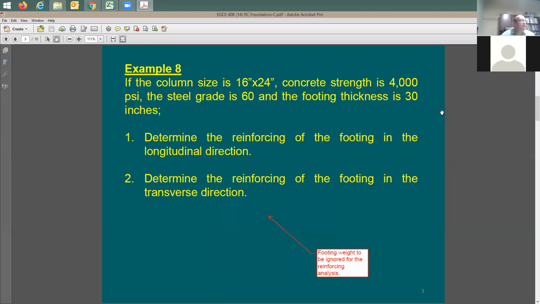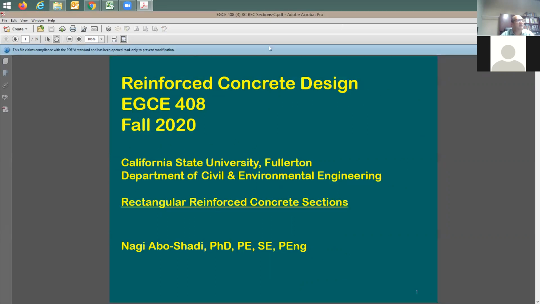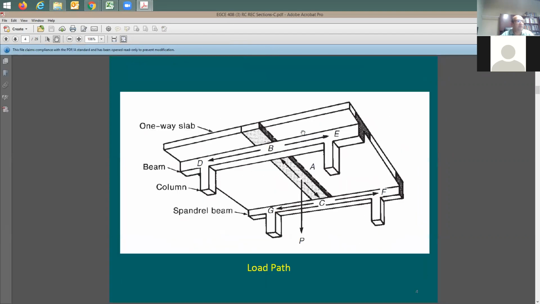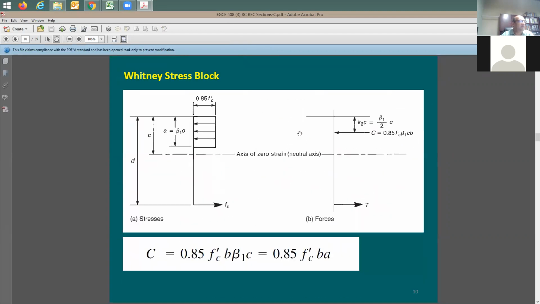Now what's going to happen here, we need to design this footing. We need to find out the amount of reinforcement that you have at the bottom. Finding out the amount of reinforcement when it comes to foundation is going to follow slide set number 3, the very first one that we started with, when you have a rectangular section exposed to a positive moment, if you like.